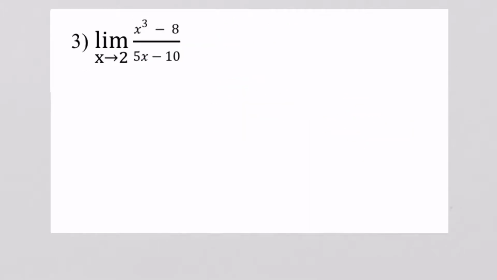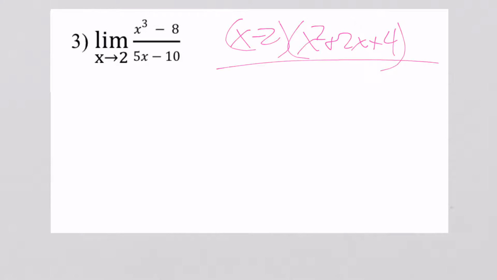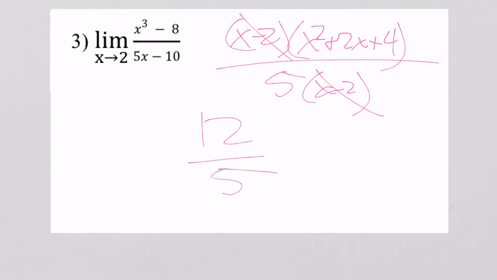Next problem, x cubed minus 8. It is a difference of cubes, so factor it. I'm going to have an x minus 2 in there. I'm going to be left with x squared plus 2x plus 4. That will work out the same way every time you do difference of cubes. In the bottom, 5 times x minus 2. So my x minus 2's are gone, and I'm left with x squared plus 2x plus 4 over 5. Plug in 2. 2 squared is 4, 2 times 2 is 4, plus 4, so I have 4 times 3 in the top, which is 12 over 5, so 12/5 is that limit.